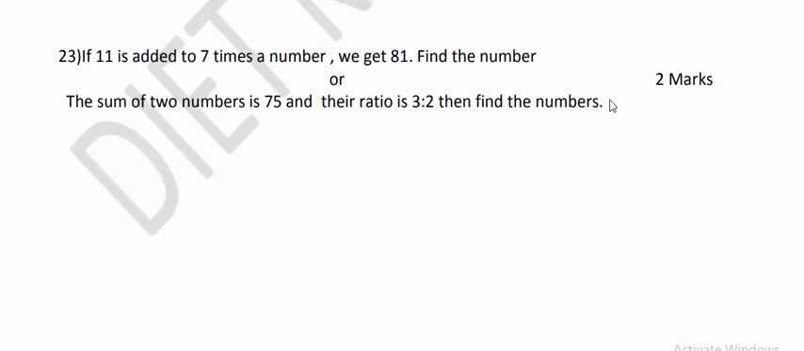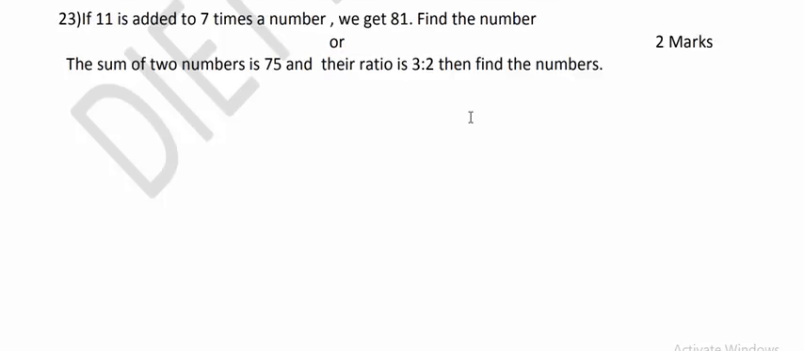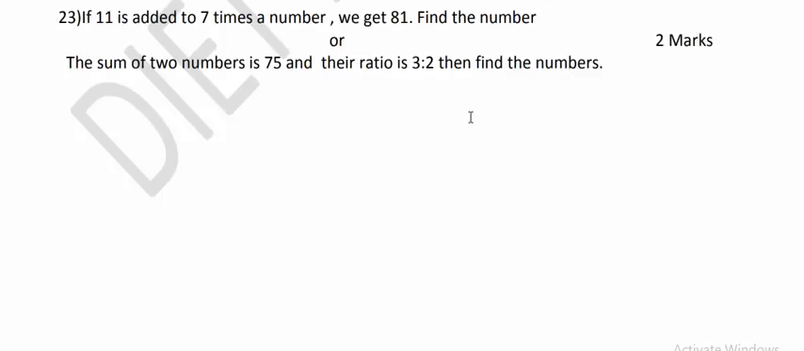Here, if 11 is added to 7 times a number, we get 81. Find the number. So now we have to assume that number as x. Let the number be x.